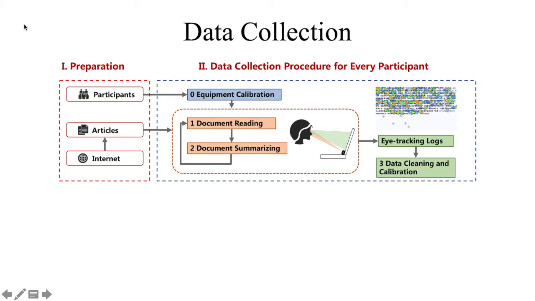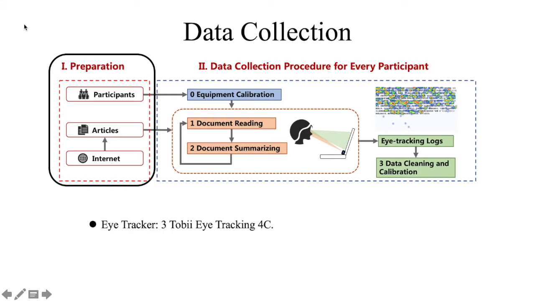The process of the data collection is divided into two parts. At first, we need to do some resource preparation. We use the Tobii eye tracker as the tracker in our experiment. It can sample 100 gaze points per second. 50 graduates from various departments took part in the experiments.